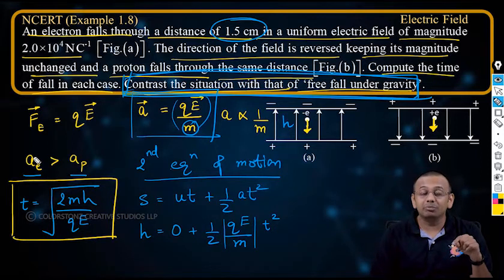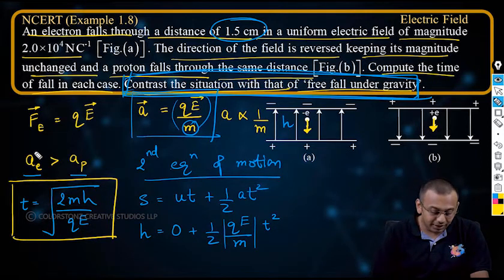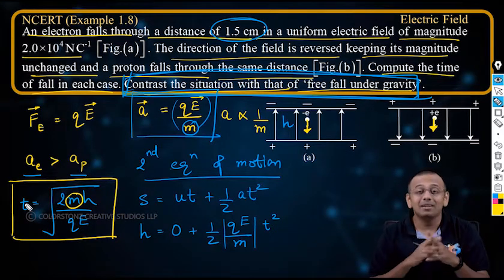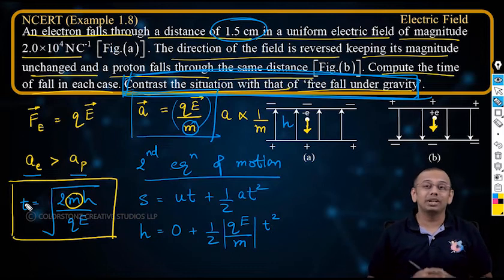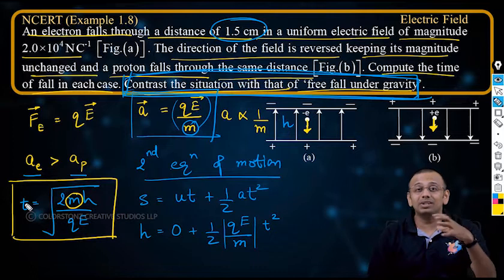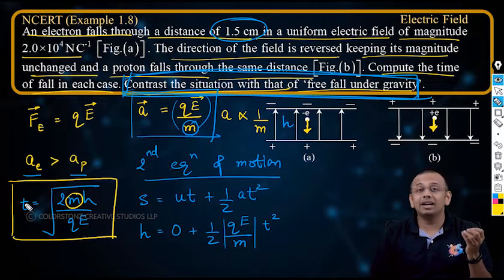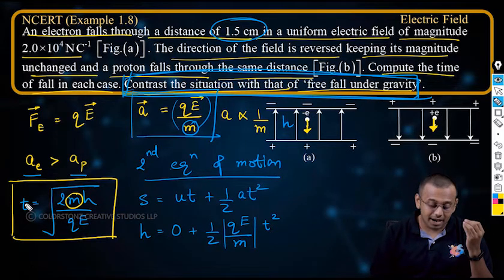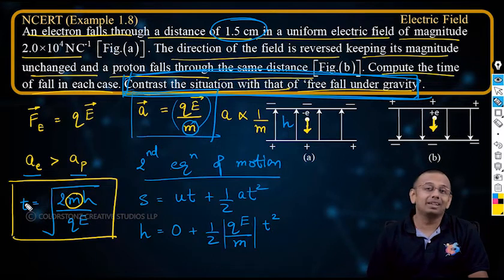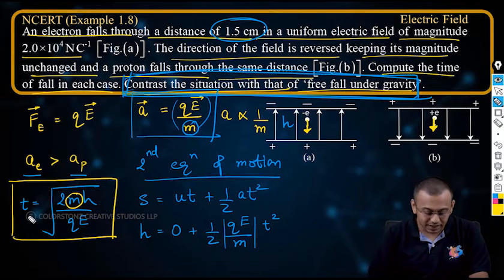So as we had expected, greater acceleration means lesser time. The lighter particle is going to take lesser time to fall through, and the heavier particle is going to take more time to fall through. After this, we just need to substitute all the values, but be careful of the units and the values of the charge of the particle and mass of the particle. When you put all those values, you will get the time taken to fall through in this case.